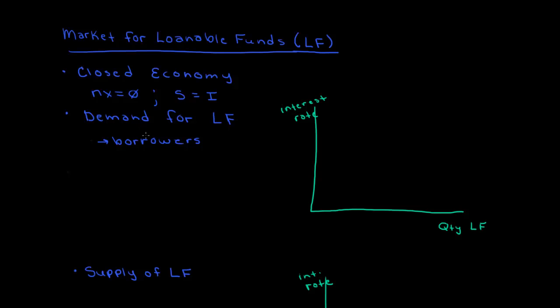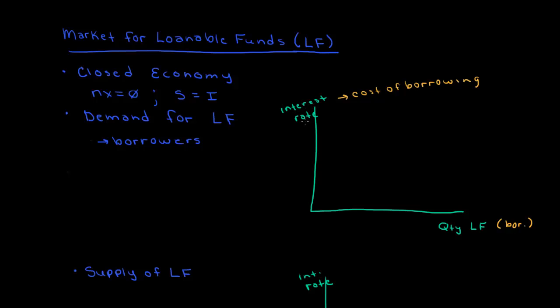So let's go ahead and draw the demand curve for loanable funds. So here I have interest rates on the y-axis, and the quantity of loanable funds, or of course that would just be the amount of borrowing, on the x-axis. The interest rate represents the cost of borrowing. So whenever you want to borrow money, you're going to have to pay something to borrow that money. And the amount that you pay is referred to as the interest rate.